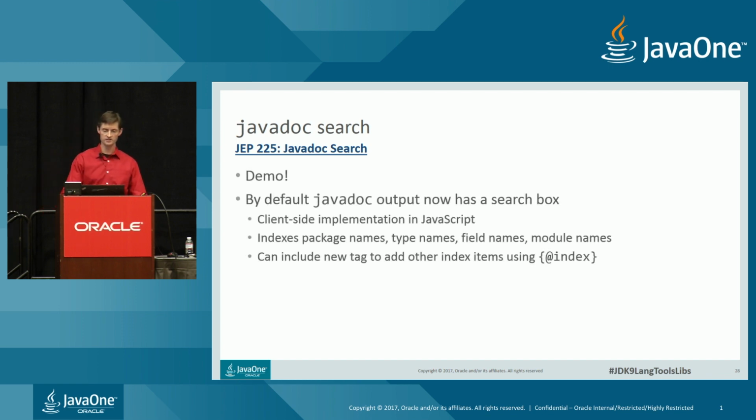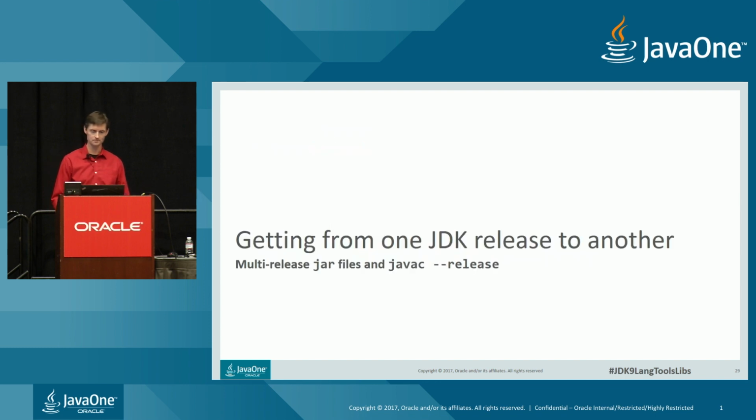So the implementation is in JavaScript in the client, so you don't have to go to the server for that. If you wanted to find your own index terms, there's a tag to allow you to do that as well. What it does currently is it indexes over the names of the modules, packages, types, and fields, and so forth.